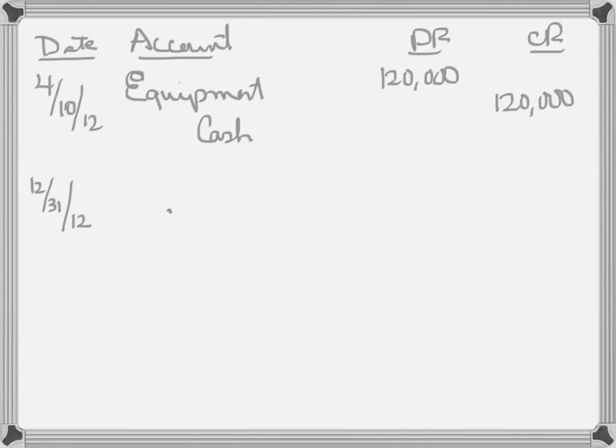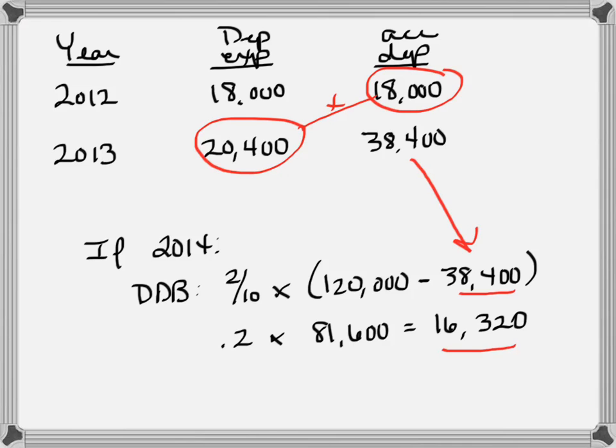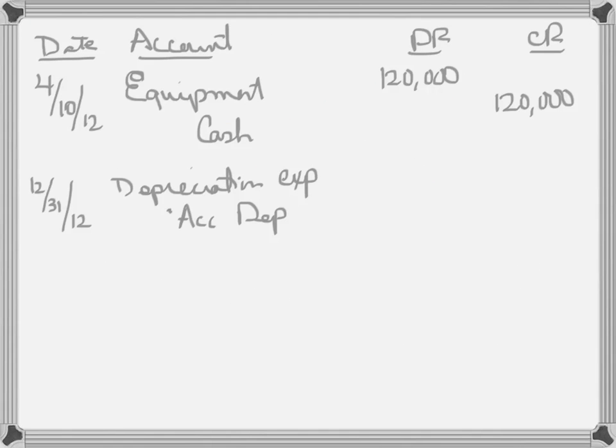On that date, no matter what method we use, you would actually debit depreciation expense, and you would credit what we call the accumulated depreciation. Depreciation expense is an income statement account. Accumulated depreciation is a balance sheet account. Now, again, let's just glance back here and see that in 2012, our depreciation was $18,000. So we're going to do $18,000 and $18,000.